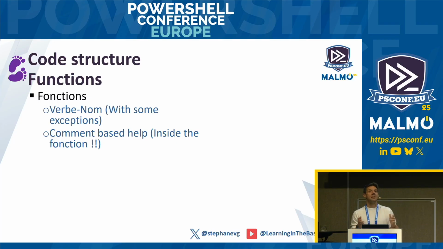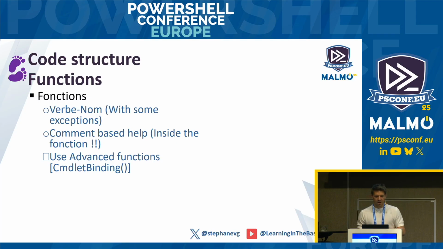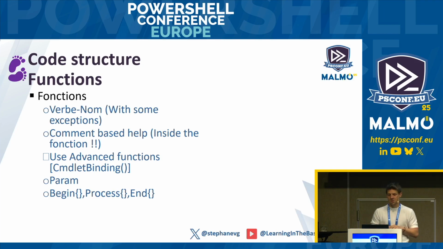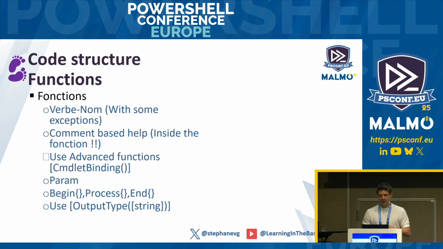Comment-based help, please, inside the function. If you use an advanced function, use CmdletBinding, the param block, begin, process, and end if you want to use pipeline input, and last but not least, use the OutputType attribute. All of this for functions.